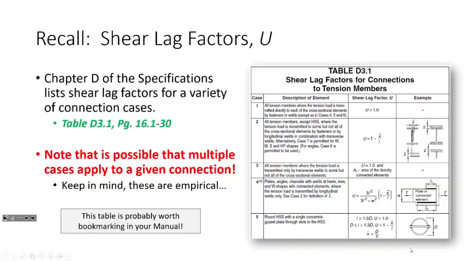All right. And then finally, shear lag factors. Well, from the limit state perspective, this is another table that I would bookmark in your manual, because we're going to use this one a lot. This is where we compute the shear lag factors that we use to adjust our net area. To be clear, there's a strong possibility that multiple cases may apply to a given connection. For example, the one that we do today is going to have 2 cases. It's going to have case 2. It's going to have case 7. So make sure that you're going through that.